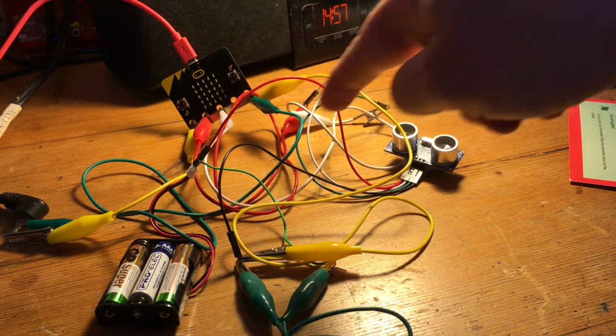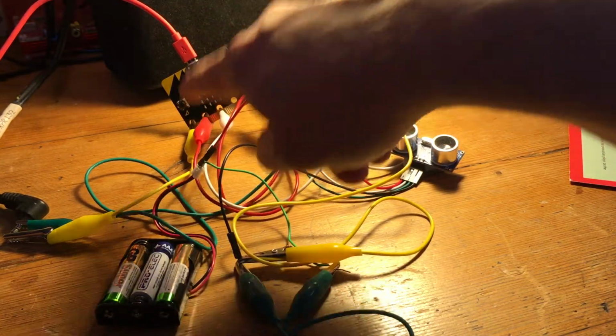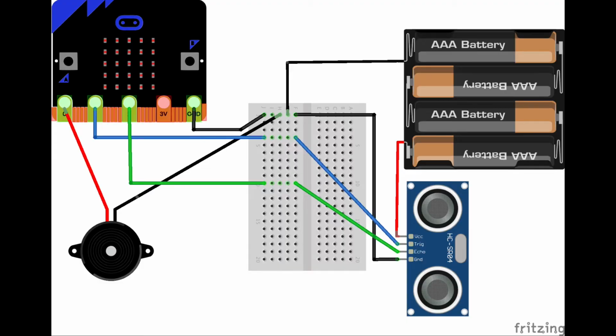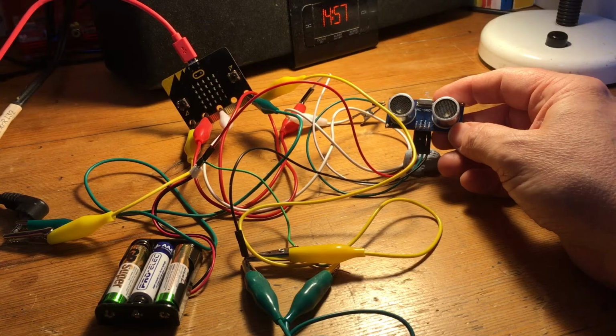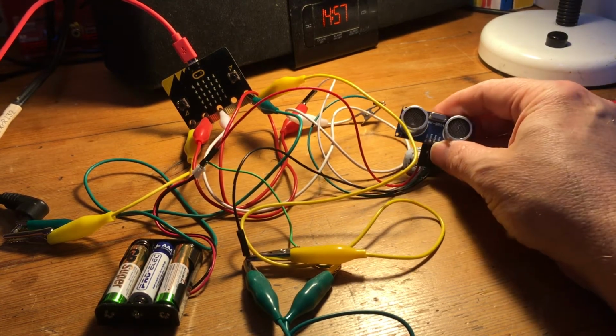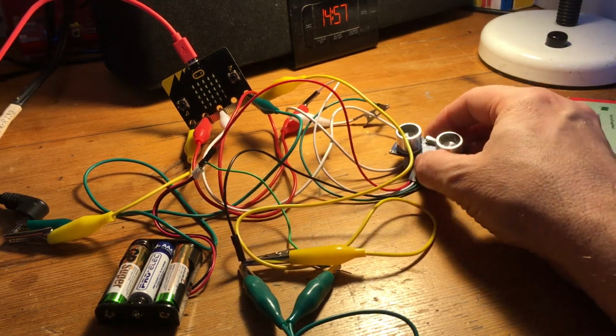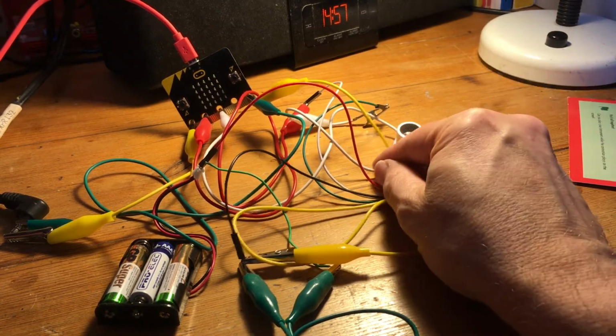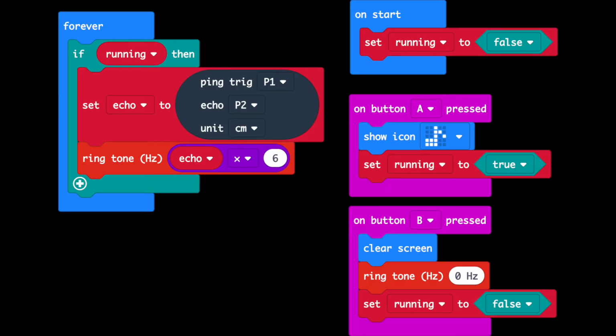And the wires in the middle that are connected to pin 1 and pin 2 on the micro:bit, these are the data pins. So these are connected to the trigger and the echo pins on the sonar. And using the sonar blocks that you can add to Microsoft MakeCode, you can access these, and it's really, really simple to get the code running to make this project work.